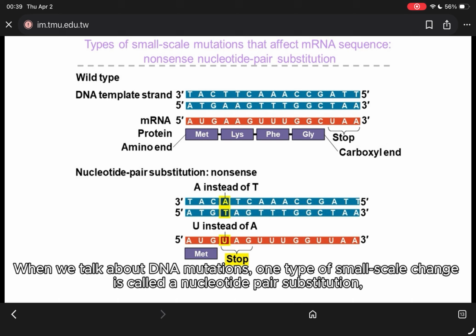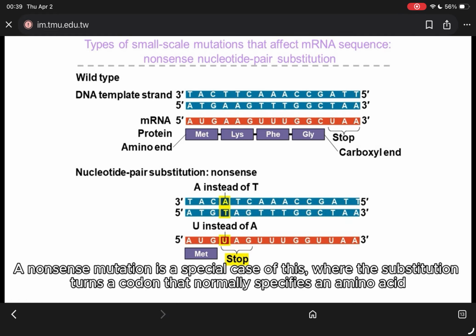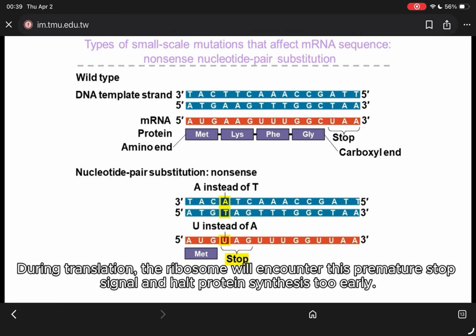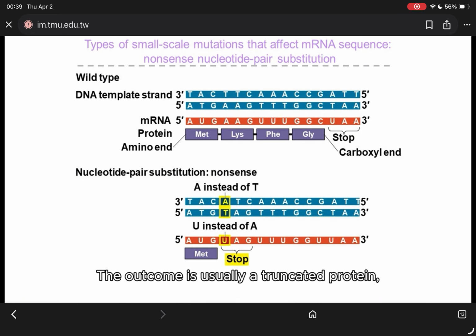When we talk about DNA mutations, one type of small-scale change is called a nucleotide pair substitution, where one base pair in the DNA is replaced by another. A nonsense mutation is a special case of this, where the substitution turns a codon that normally specifies an amino acid into a stop codon. What does this mean in practice? During translation, the ribosome will encounter this premature stop signal and halt protein synthesis too early. As a result, the protein chain is cut short before it is fully built. The outcome is usually a truncated protein, incomplete and often non-functional.